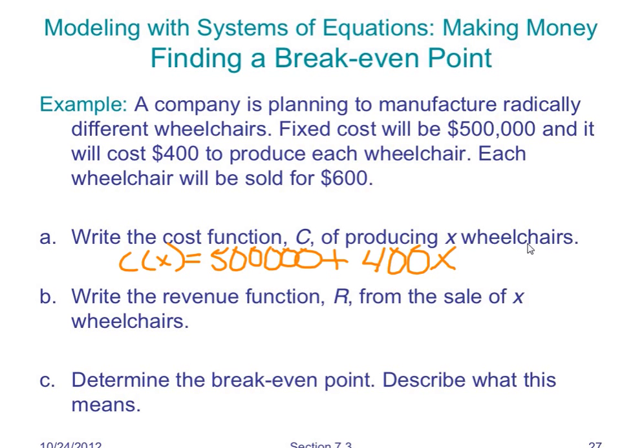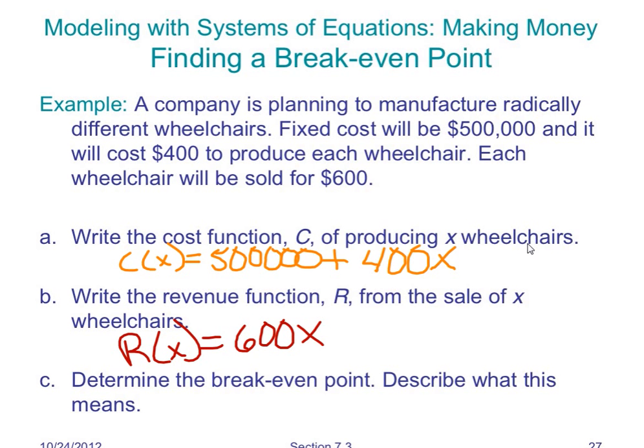The revenue function, how much we're going to sell it for, $600 times the number of wheelchairs that we sell. Determine the break-even point and describe what this means. So what we're going to do is take these two and solve them. It's a system of equations. We're going to solve it.